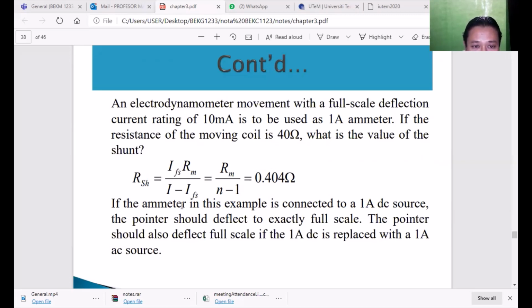If the ammeter in this example is connected to a 1 ampere DC source, the pointer should deflect to exactly full scale. The pointer should also deflect to full scale if the 1 ampere DC is replaced with a 1 ampere AC source. So 1 ampere DC and 1 ampere AC will give the same reading.